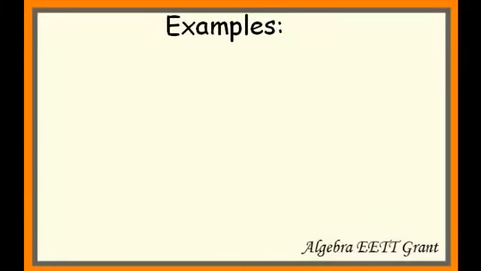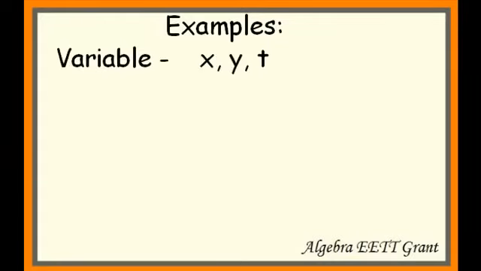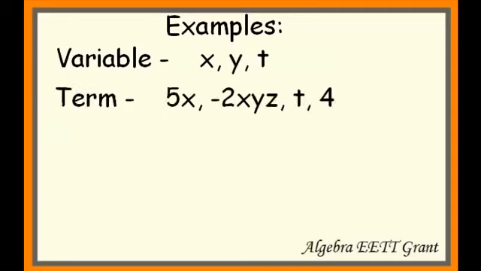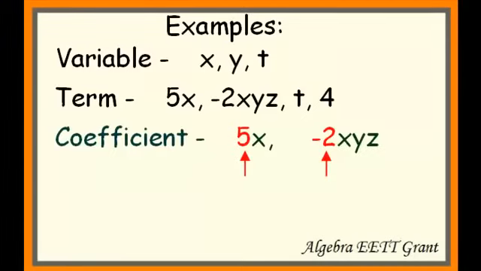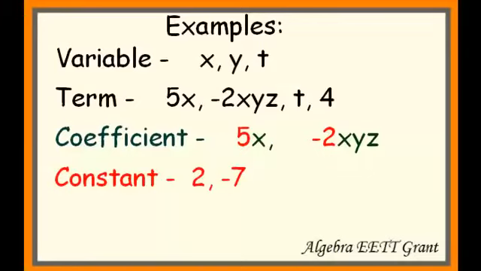Now, here are some examples of each one of those things. A variable, an example, would be like x, y, or t. It's just a letter we put in place of an unknown. A term would be a collection of variables and coefficients, so like 5x, negative 2xyz, t, or 4. A coefficient is the number that's placed in front of either one variable or a set of variables, that monomial term. So the coefficients in these cases would be 5 and negative 2. A constant is when a number stands alone, such as 2 or negative 7. Notice they do not have variables with them.